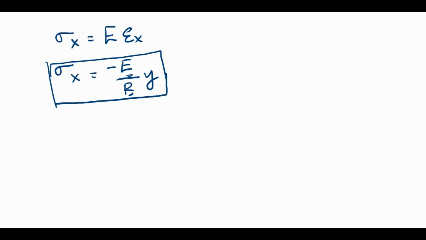And the variation will be, if we take the cross section like this, and if this is the neutral surface, the variation will be like this. Here it will be compressive loading, here it will be tensile loading. So it is a linear variation.